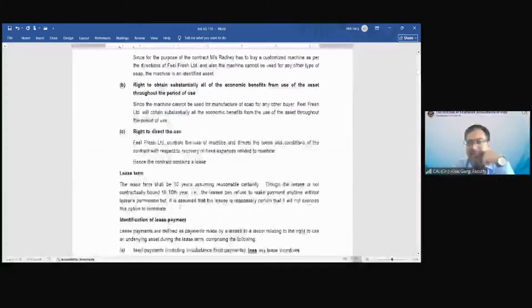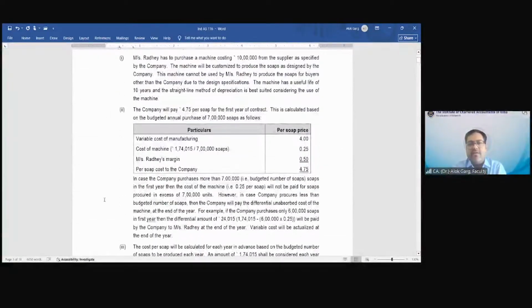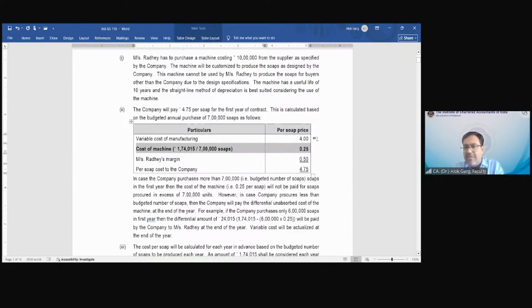Here the student made a mistake. Friends, this fixed cost, this is already paid, 174015, right? So at what value is the cost going to be recognized? You remember fixed payment, in-substance fixed payment, variable payment. What is the variable payment in this case? This 4 rupee and 50 paisa, correct?